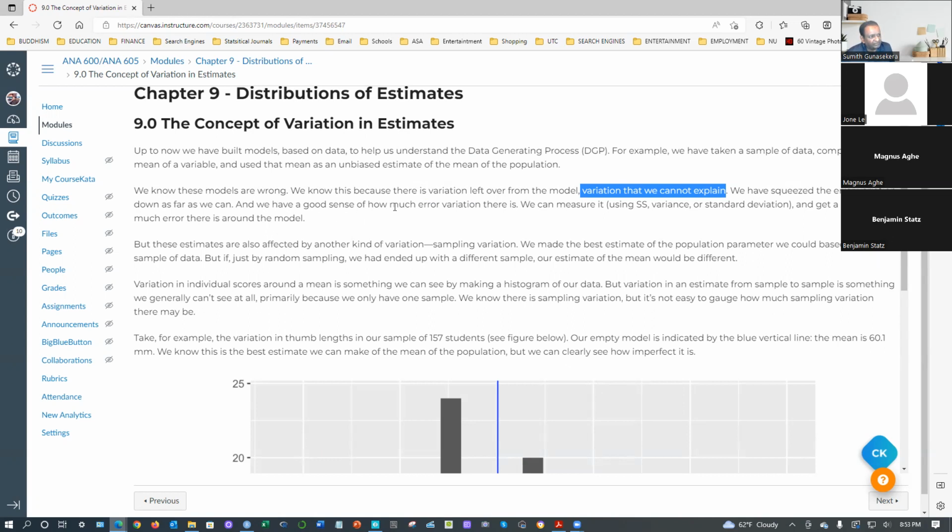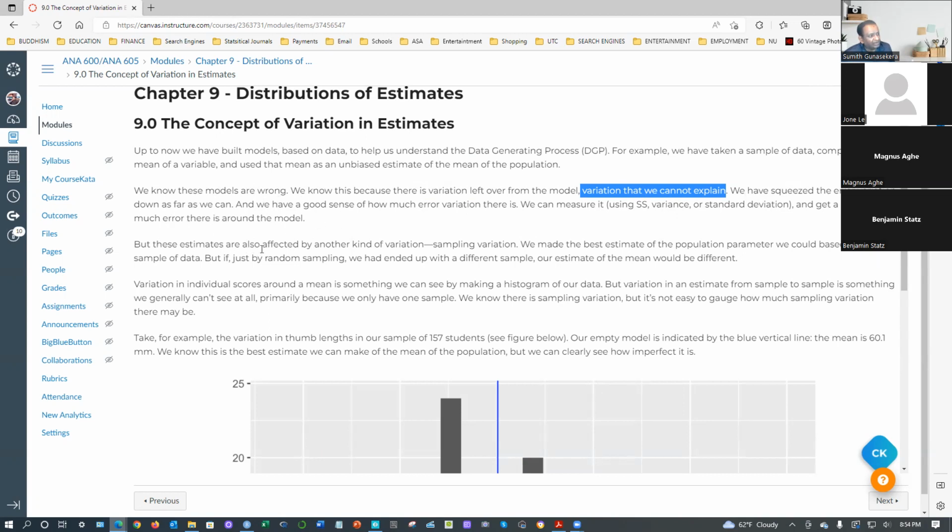And we have a good sense of how much error variation there is. How? We can quantify using what? Sum of squared error, variation, standard deviation. Those are the quantifications. We have some kind of a gauge about how the error variation would be. We talk about that on a large scale in three models: the empty model, group model, regression model. We get a sense of how much error there is around the model.